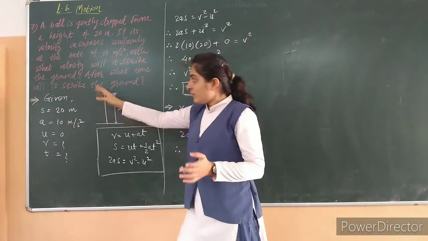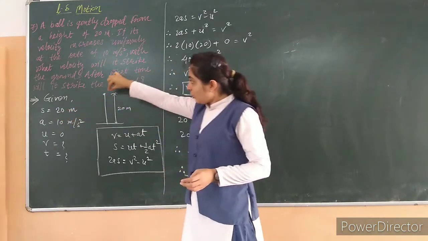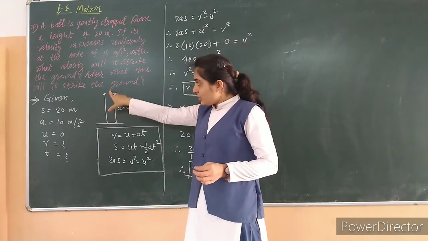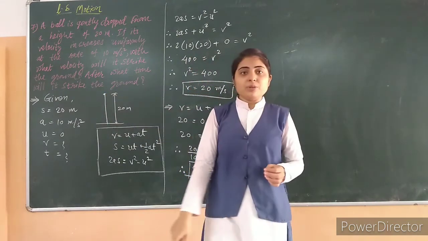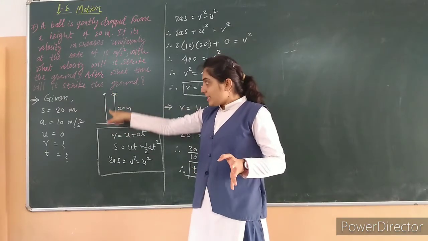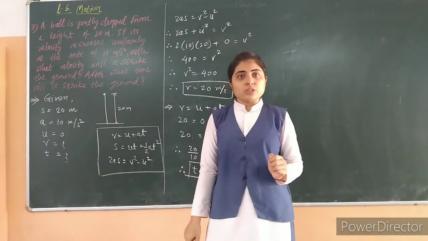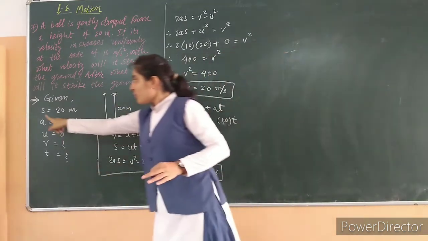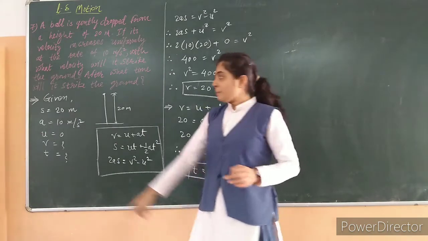So what is the data given? The object is dropped from some height, and it is dropped from 20 meters. So when it reaches the ground, basically it will travel 20 meters distance to reach the ground. So this height is nothing but the distance traveled. So S is given, 20 meters.